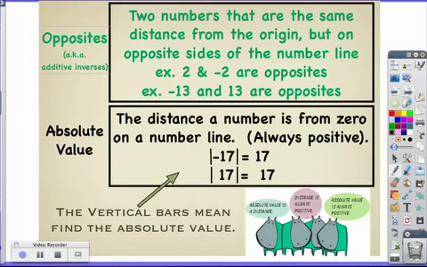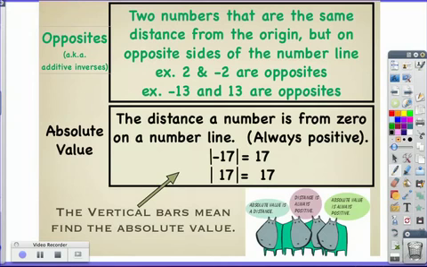A/1 becomes 1/a. So the reciprocal of 5 would be 1/5. The reciprocal of 3/5 would be 5/3. And the more challenging example, the reciprocal of -3.2 would be -5/16.